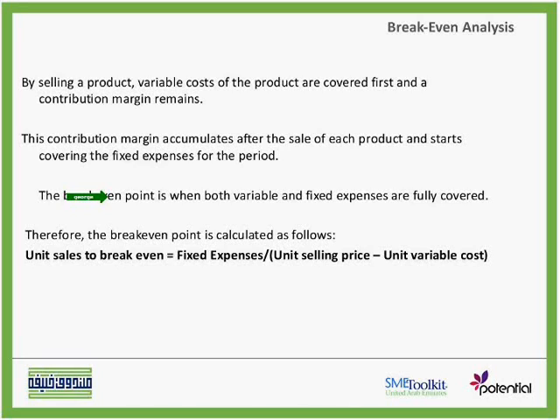The unit sales to break even is equal to, as I said, in the denominator, the unit selling price minus the variable cost. So the difference between the selling price and the variable cost is the contribution margin. Once we divide the fixed expenses by the contribution margin, we will get the units needed to break even. This level of sales at which the profit is zero, again, we call the break-even point.